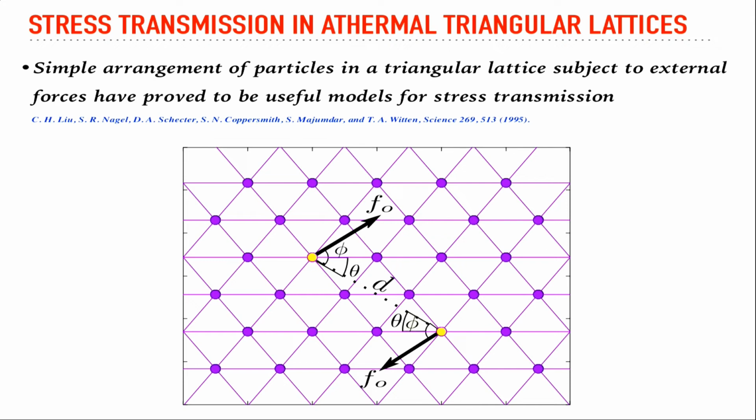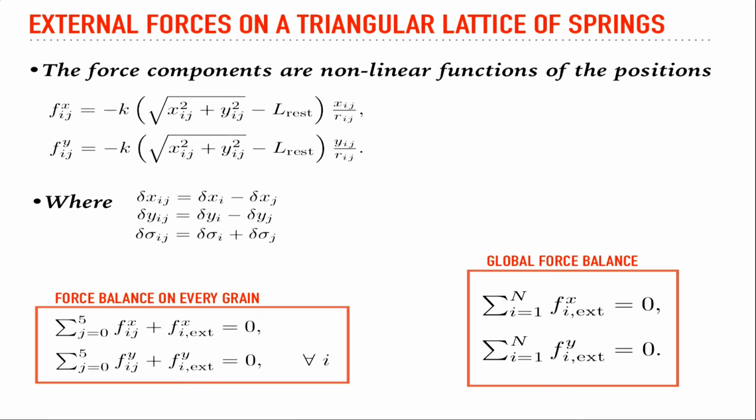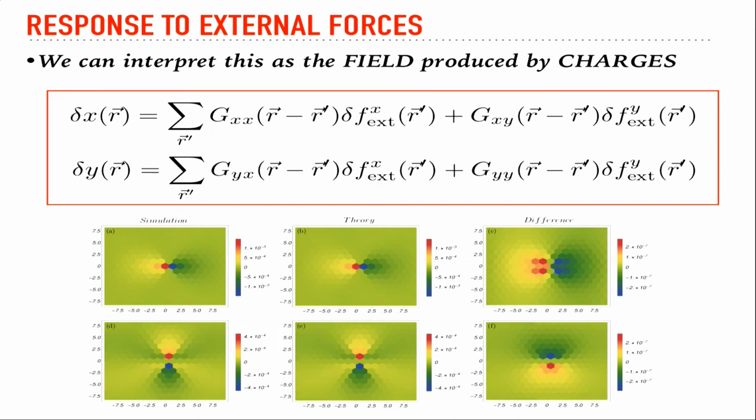In the next 5 minutes, I'll quickly tell you about models of stress transmission of such athermal systems, which can be amenable to the treatments that I've just described. Simple arrangements of particles in a triangular lattice have always been used to model stress transmission in such materials, and there were a whole host of studies that have tried to model stress transmission on triangular lattices. With the kind of interactions and techniques that I described previously, you can make predictions using exactly the same sort of expansion, but instead of having just force balance on every grain, you also have global force balance, so the system doesn't accelerate. You can put external forces on the system and look at how stresses are transmitted, and you can get exact results even in this case.